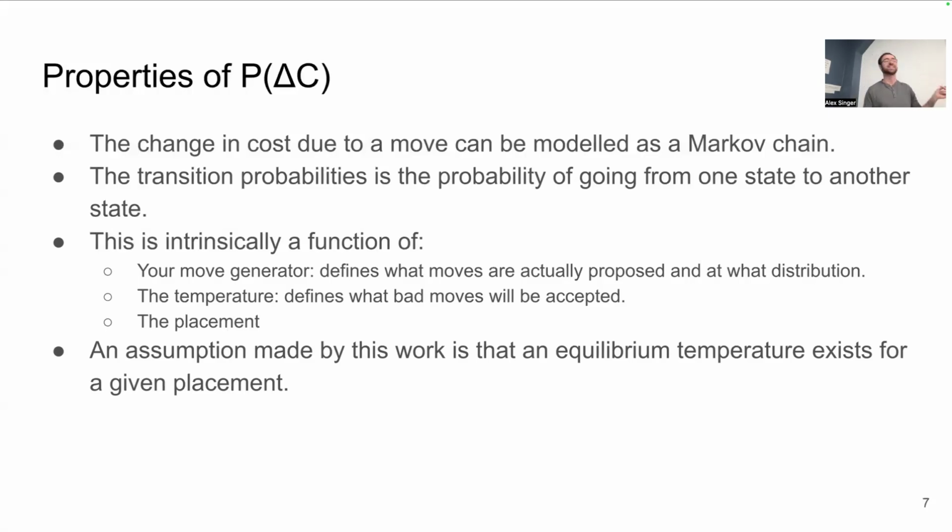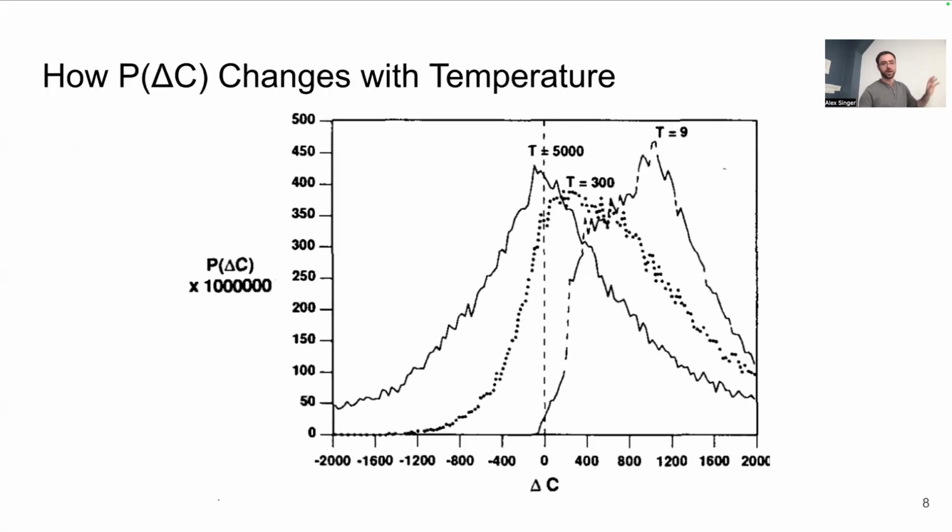It's weird you have to say that, but if you don't assume that this exists, it's not possible to ever find one. So we're just going to assume that one exists, and we'll talk about why you can be pretty sure one will exist, but I'm going to show you some diagrams to help. So far, do you guys understand what the probability of delta C is? It's really just your transition probabilities. So how does it change with temperature?